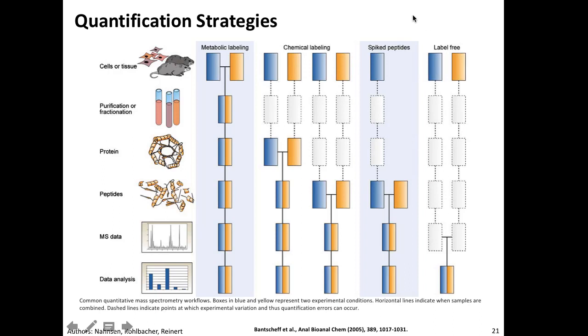With label-free, you would do nothing to these samples except process them independently, measure the data independently, and then merge them only in the data analysis. And then there's chemical labeling in between, where you do purification, fractionation, protein digestion, and then on the level of peptides, you suddenly introduce this label, and then you process it in parallel.